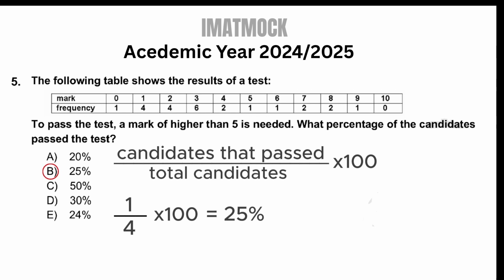An exam tip is that whenever you see a frequency table, don't get distracted by the marks themselves. The marks are just categories. The frequencies are what you're actually counting. So a good strategy is to identify which categories satisfy the condition and add those frequencies, and then add all the frequencies for the total, form the fraction, and convert it into a percentage.